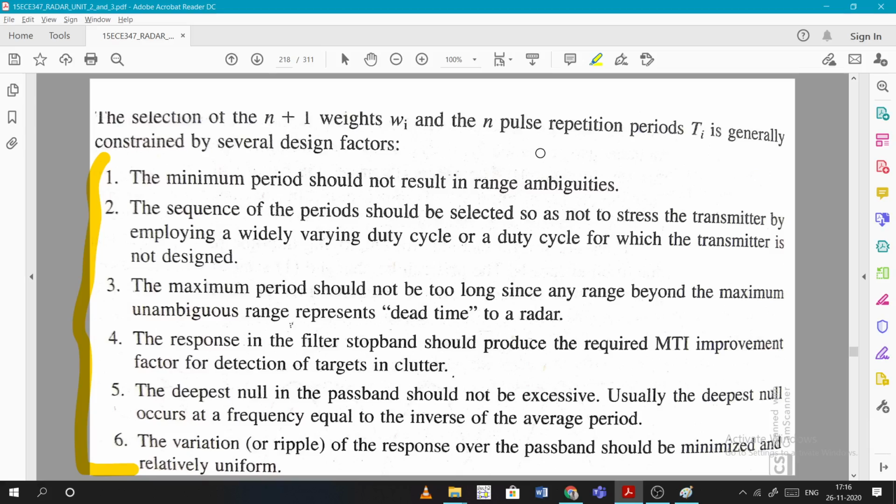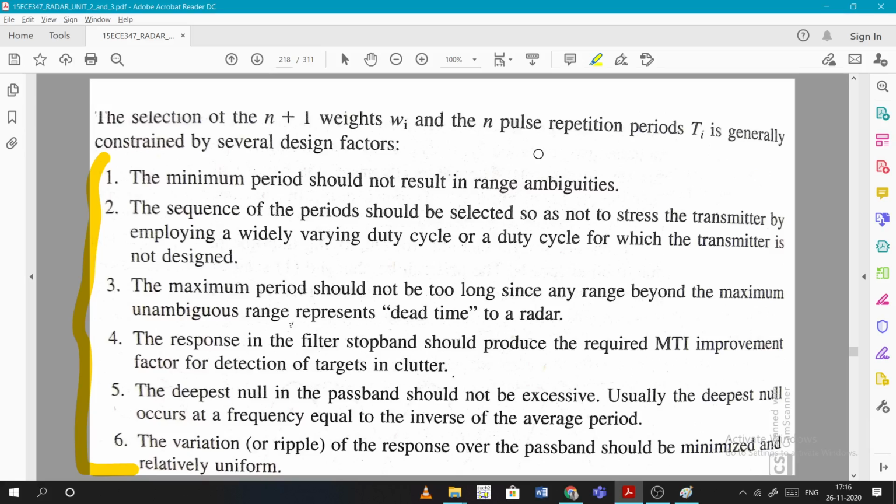So first, the minimum period should not result in range ambiguity, that is, no ambiguous range. Ambiguous range means, if the target is at 10 meters, but the radar is detecting it as some different range, like 5 meters, it is ambiguous, and that should not happen.